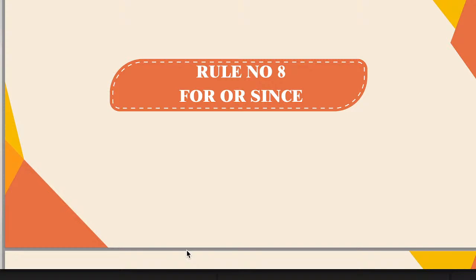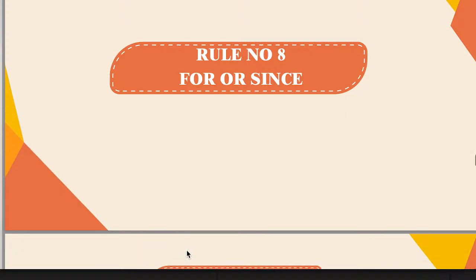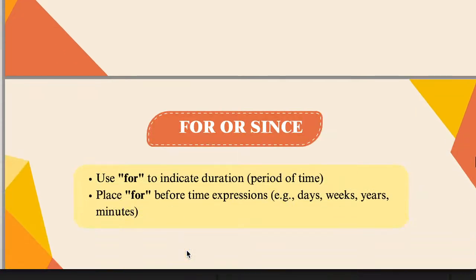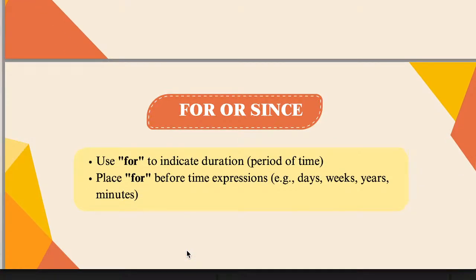Right. So what is the key difference between the two? Yes, to some extent, time period. So for time period, what do you use? For or since? Now, let's see. For duration, for time period, or for period of time, you're supposed to use for.